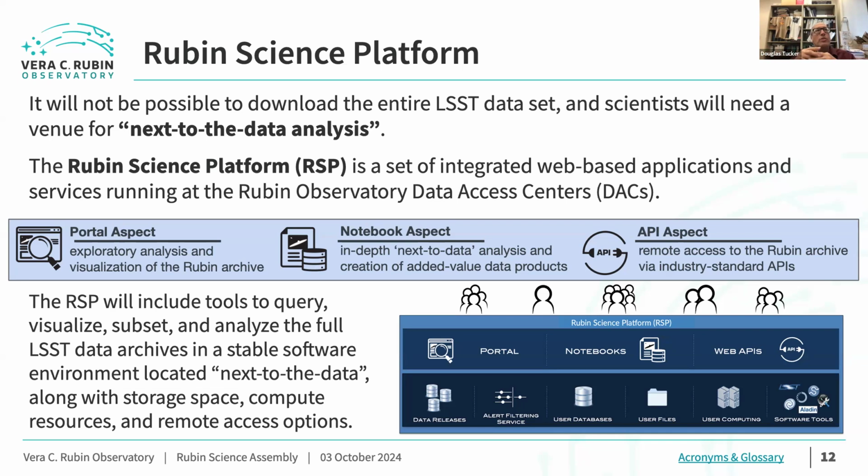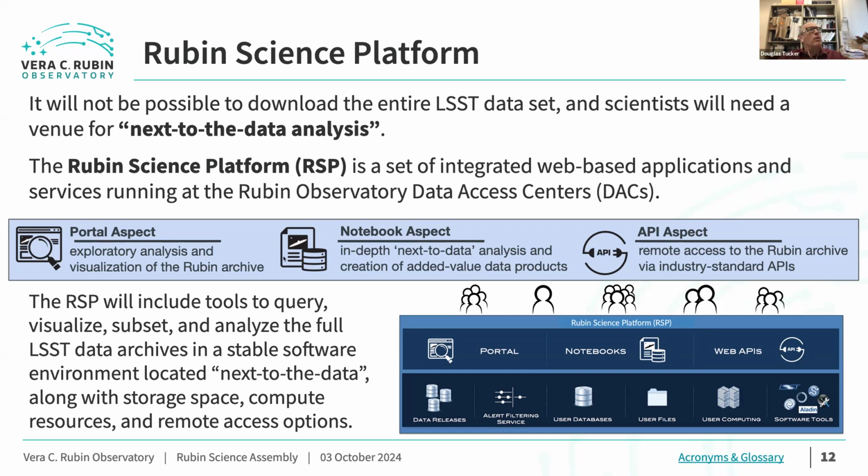To make this possible, the Rubin project has created the Rubin Science Platform, which is a set of integrated web-based applications and services that will run on the various Rubin Observatory Data Access Centers, or DACs. Currently, there's one that's accessible to the general Rubin user community, and that is data.lsst.cloud. We'll see that more later.